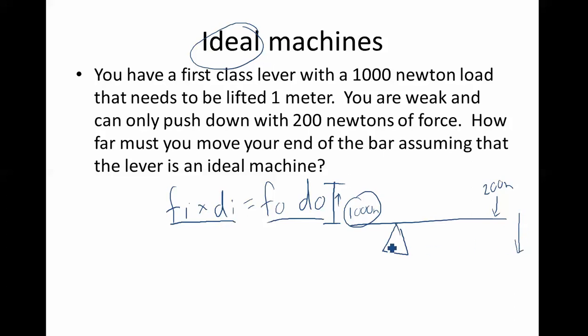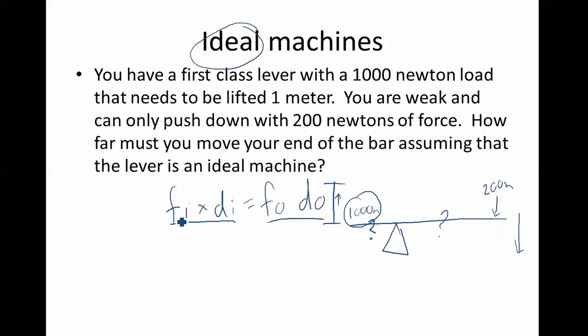Now, notice we don't know how long this is. We don't know how long that is. We don't know these distances. And obviously, these distances are going to dictate how far you could even move your end of the bar down. But saying we don't know these distances, how far would you have to move your end?